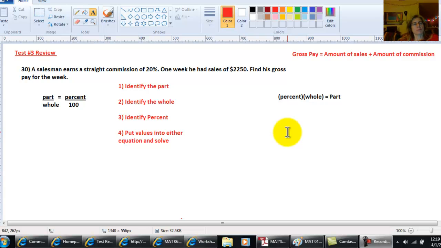Okay, this is problem number 30 from Test 3 Review. A salesman earns a straight commission of 20%. One week he had sales of $2,250. Find his gross pay for the week. Alright, this is a lot like the sales tax problems.